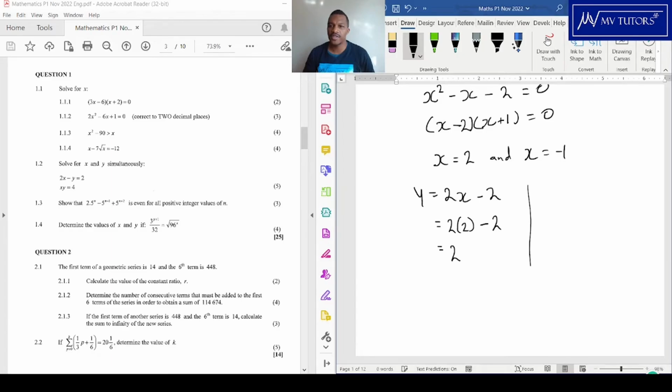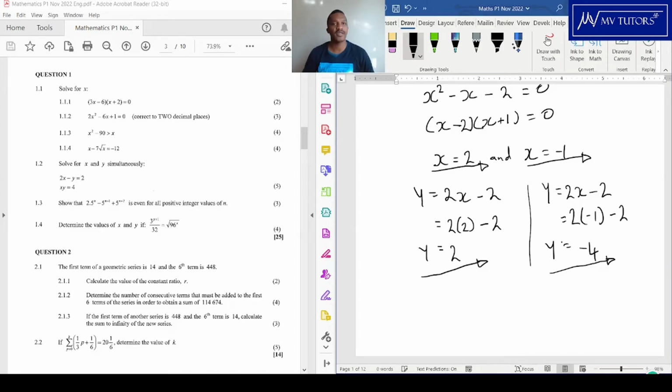Okay, let's do the same this side. Y is equals to 2x minus 2, that's the formula. Substitute minus 1. Okay, so 2 times minus 1 is minus 2, that's minus 4. Okay, so those are our values for x. Got that one. When x is that, y is that. And when x is that, y is that. That's it.